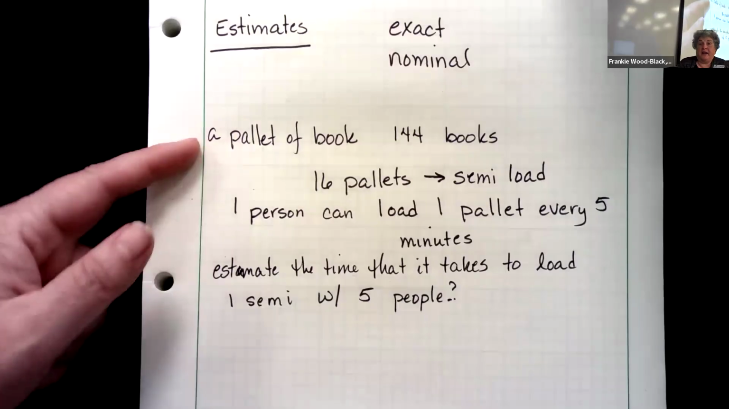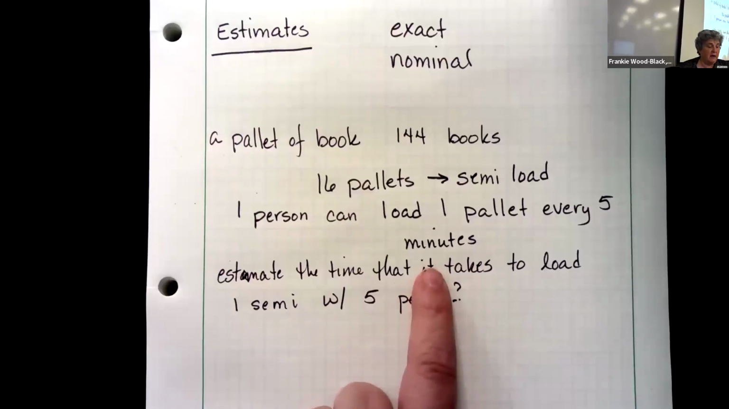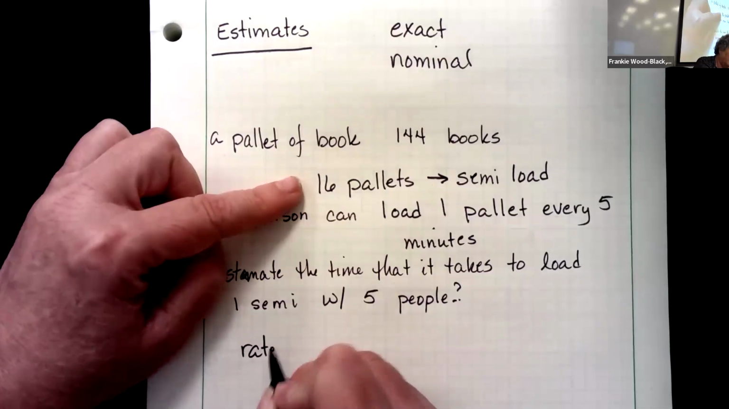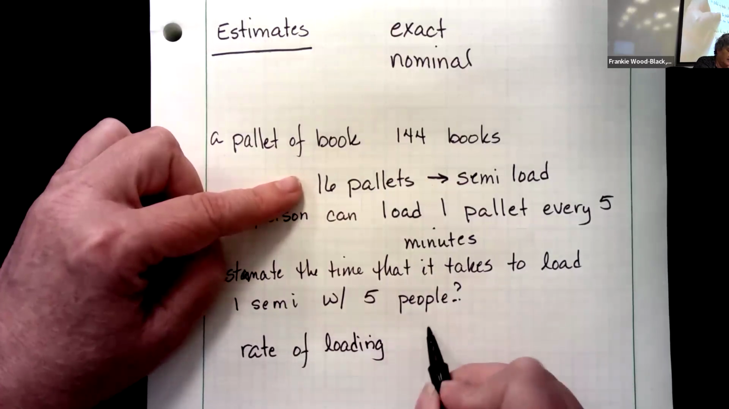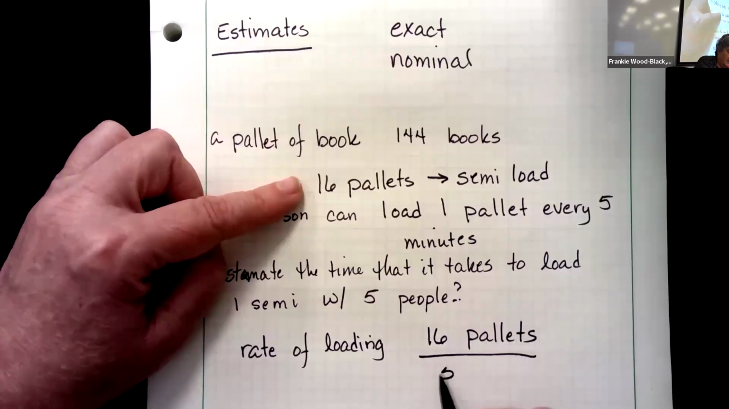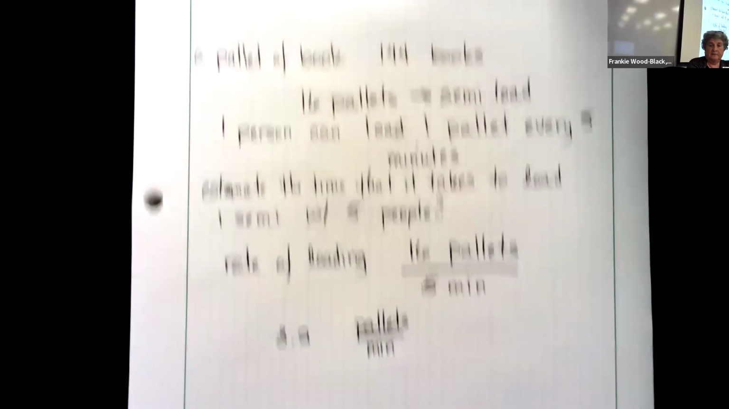So basically, I don't care how many books I have. We know that a person can load a pallet every 5 minutes, and we know that there are 16 pallets. So our rate of loading is 16 pallets divided by 5 minutes, which gives me pallets per minute. If I do that, I get about 3.2 pallets per minute, right?